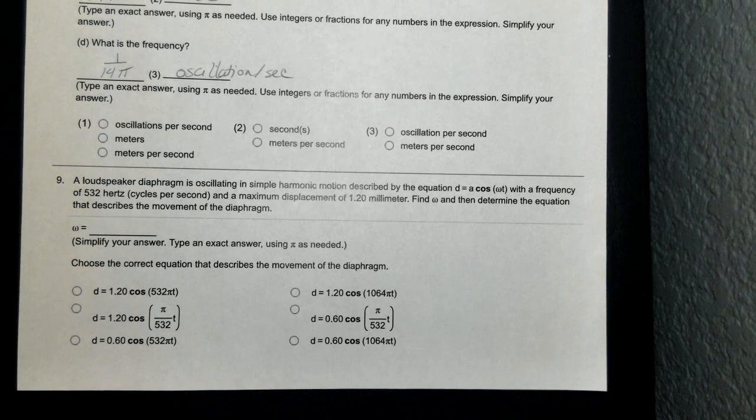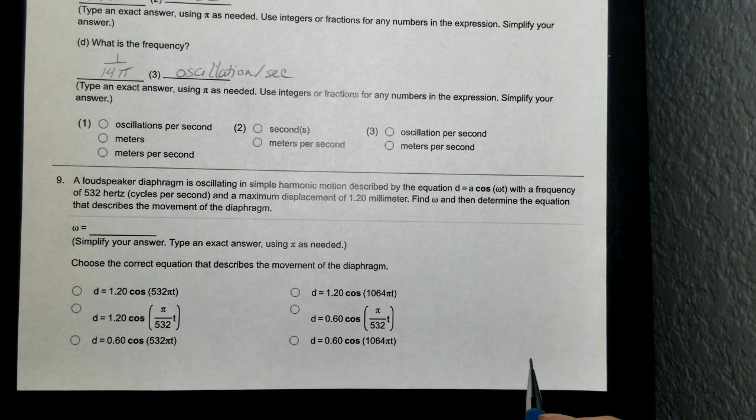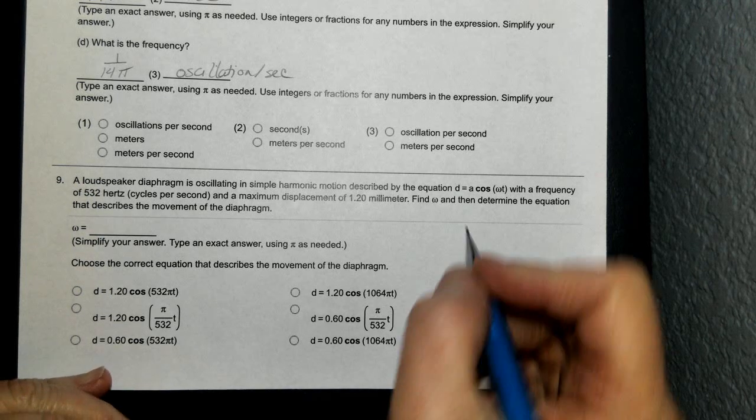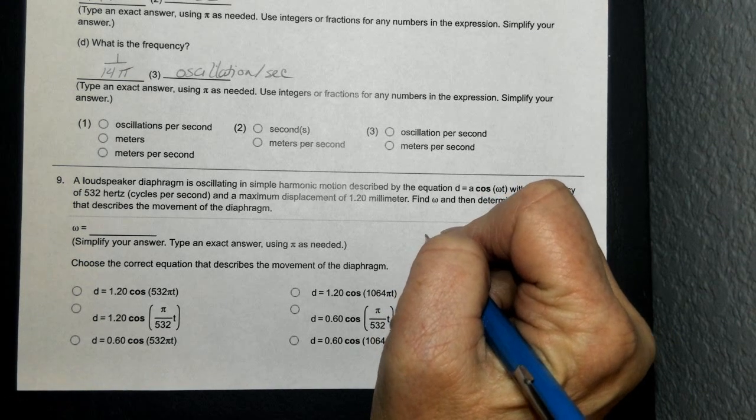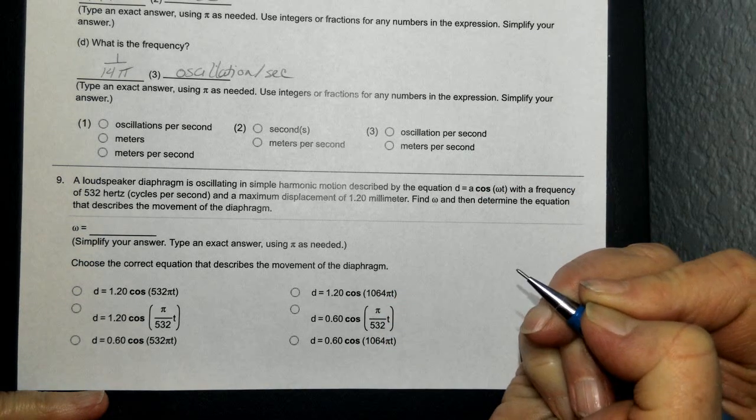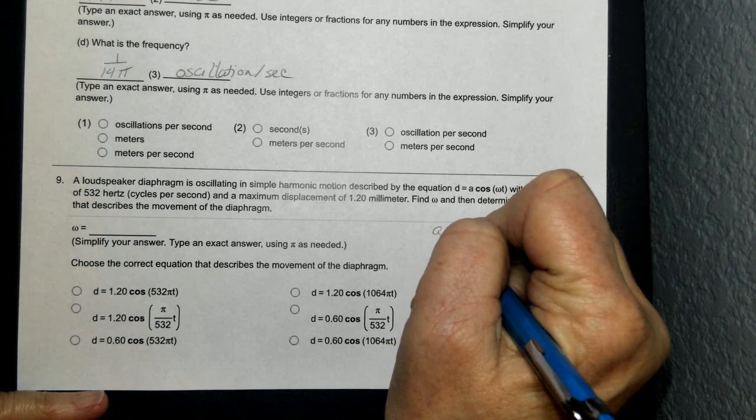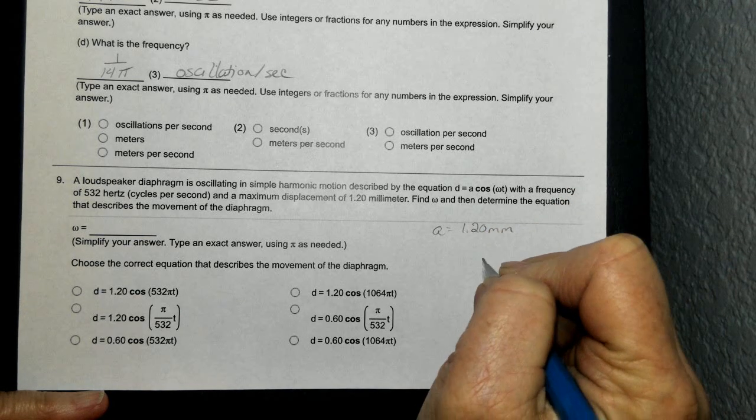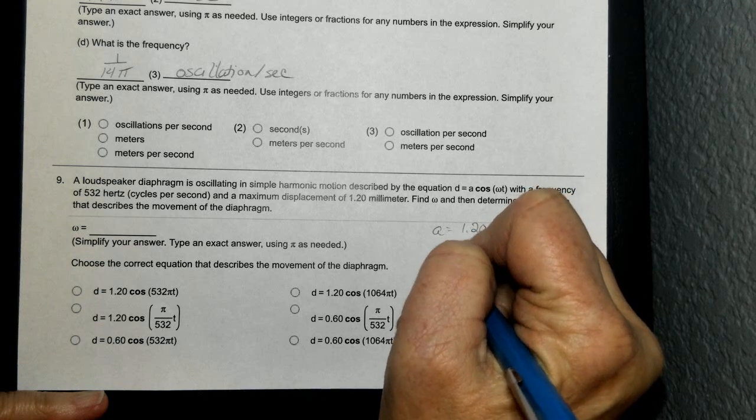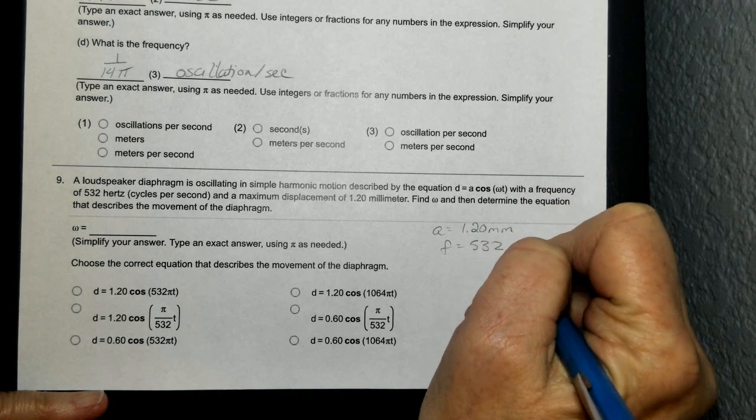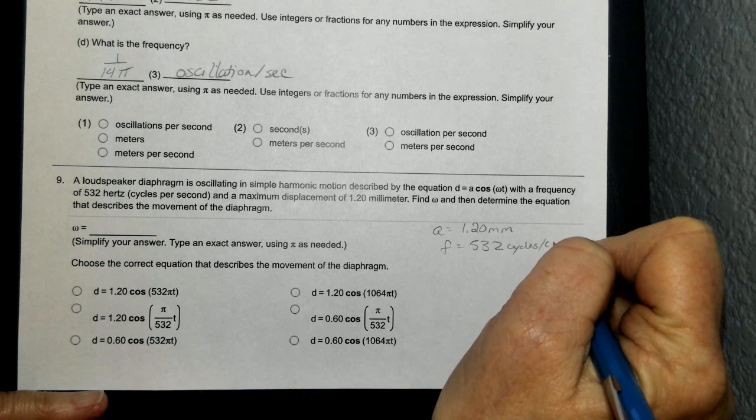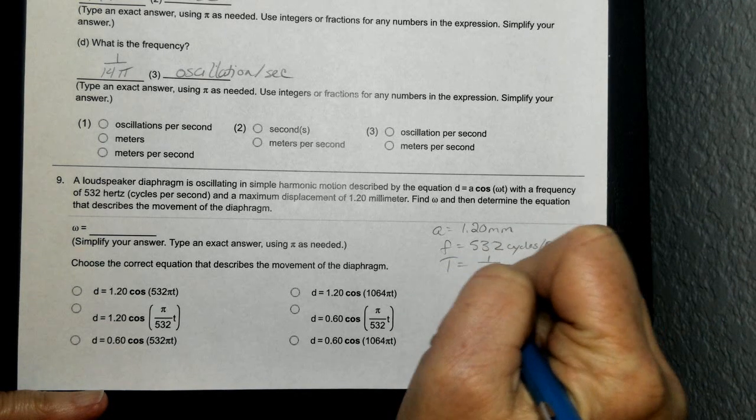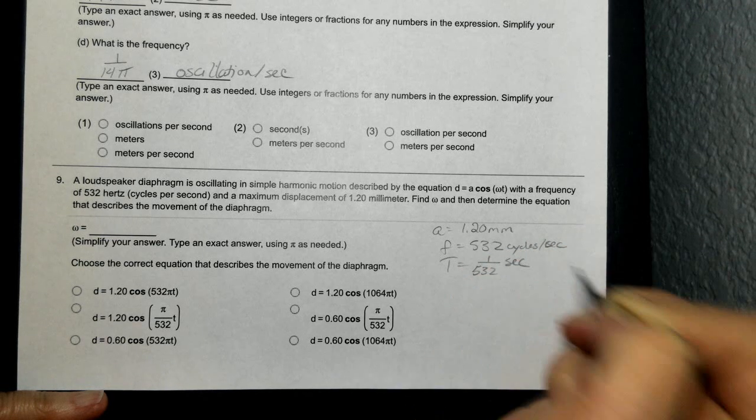Okay, so let's look at our last problem now. Maybe get a little bit more exciting, probably not. Okay, we have a loudspeaker oscillating with the equation of the cosine, and we have 532 hertz, and that's something that will sound familiar to you. That means cycles per second. Maximum displacement of 1.2. So A equals 1.2 millimeters, and F equals 532 cycles per second, which means T equals 1 over 532 seconds.